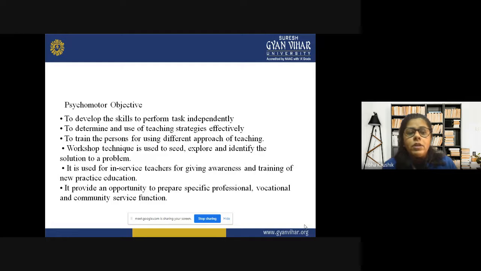Now, the next one is that a workshop provides an opportunity to prepare for specific professional, vocational and community service functions. It means it will be related to specific professions, vocational and community service functions.